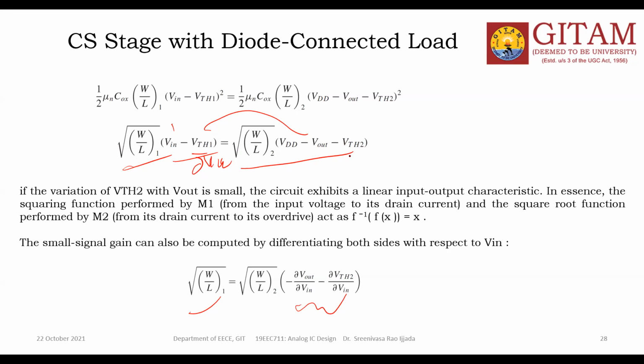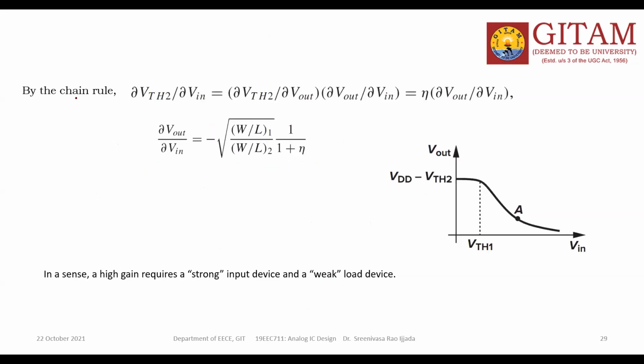Then the chain rule. What is the chain rule? The change in VTH2 with respect to Vin, you can write as dVTH2 by dVout into dVout by dVin. If you cancel these two, the same thing remains. This is called the chain rule. I can write this expression like this.